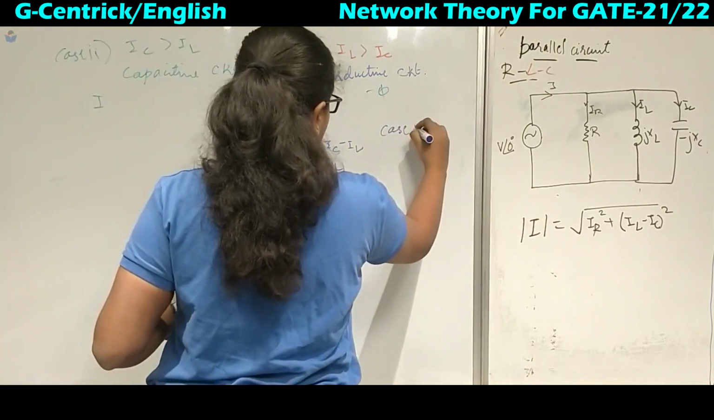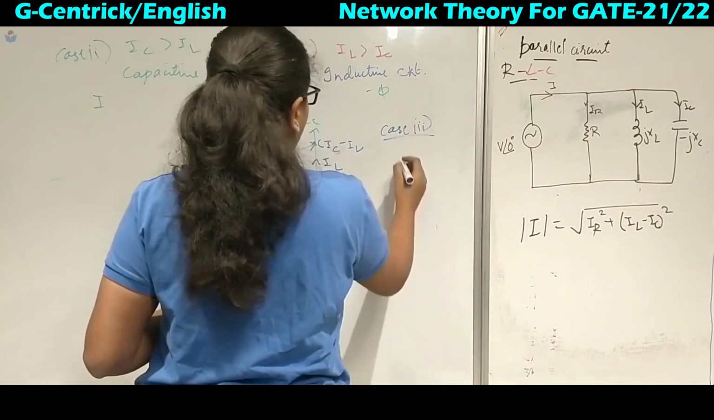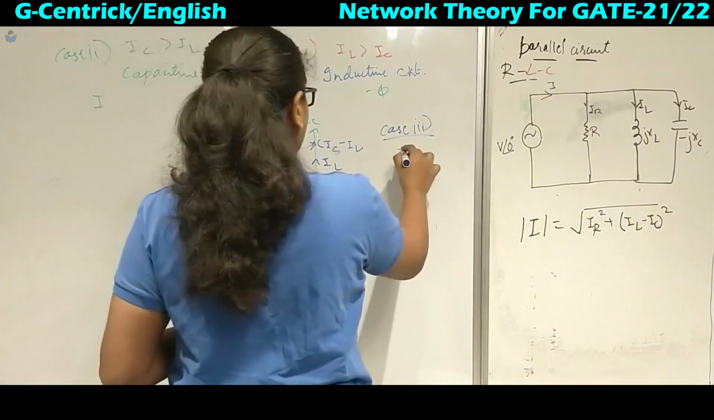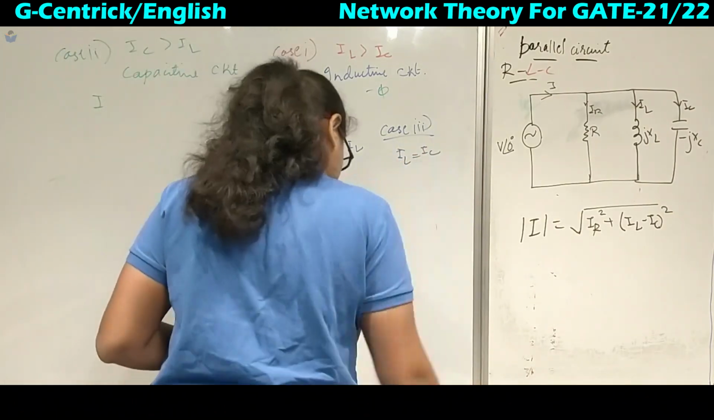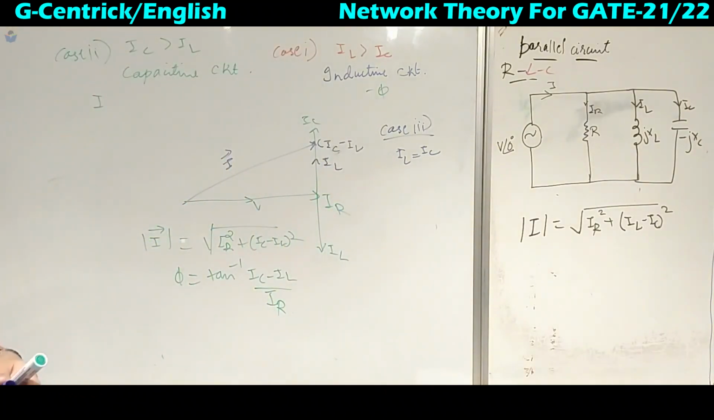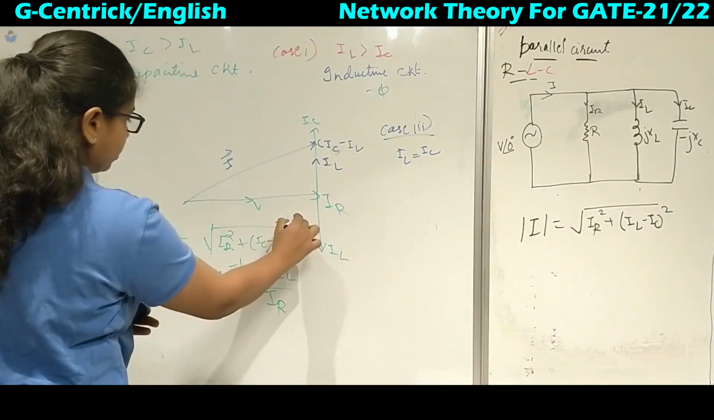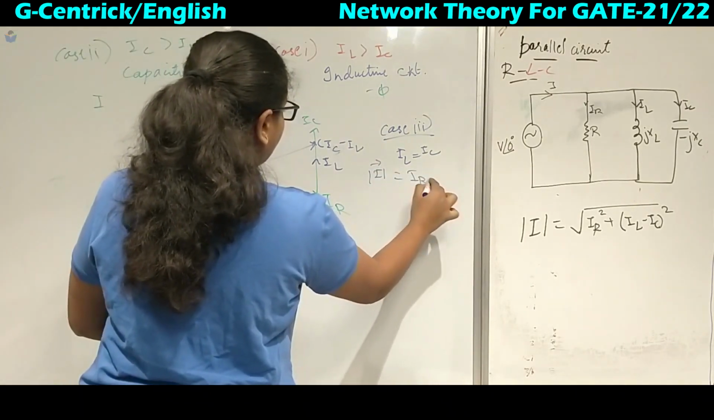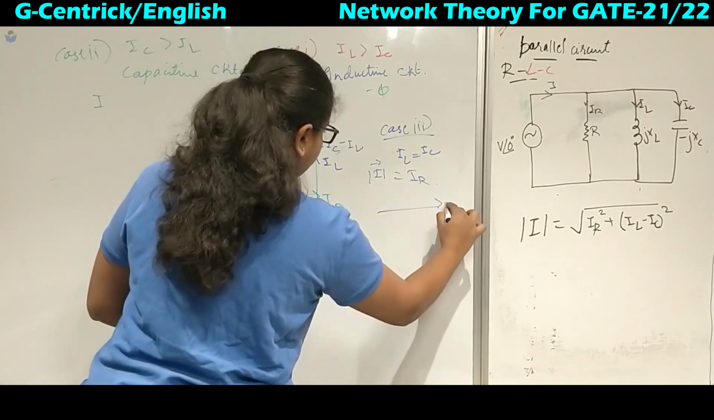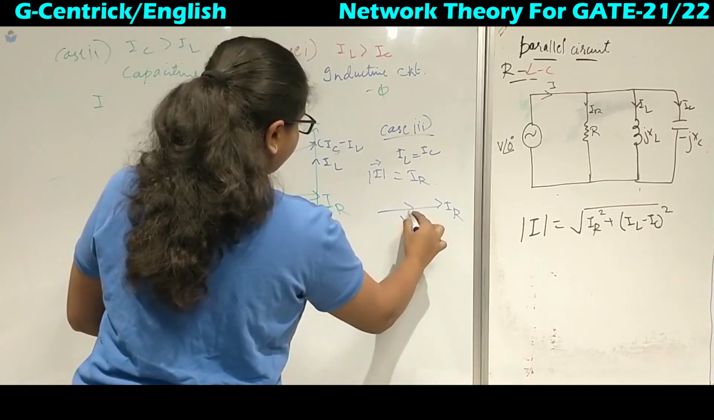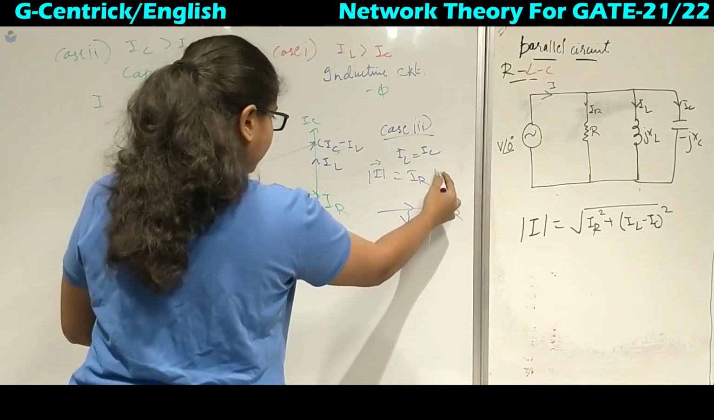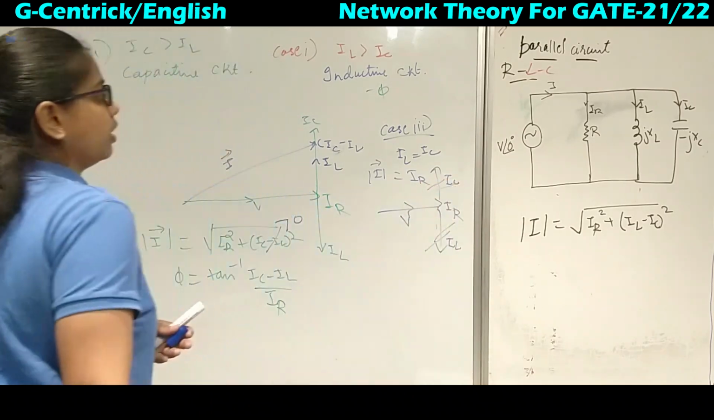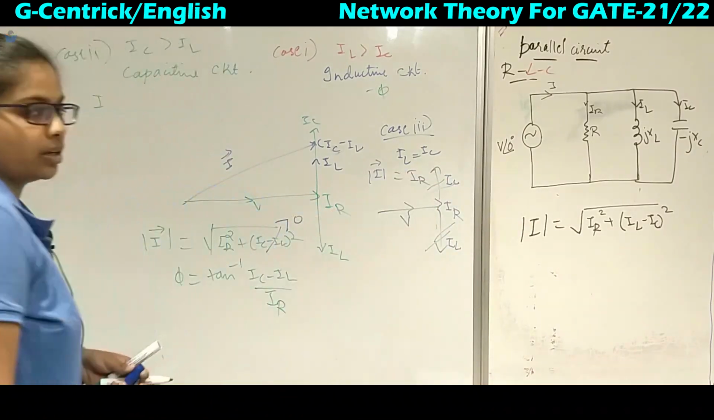Then we will come to case 3, where IL is equal to IC. When IL is equal to IC, this term will be 0. So I will be equal to IR. When we draw the phasor, IR here, then V we have here because they are in phase, and whatever we have here, that is IC and IL, will get cancelled out because they are equal and opposite vectors.